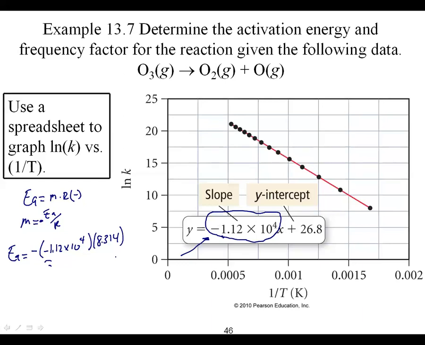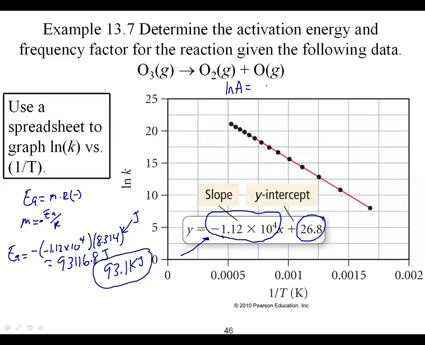Because of this guy, the units are joules. And if we want kilojoules, which is typically what activation energy is given in, something like 93.1 kilojoules. Again, here a positive number is what we would expect. In addition, we can typically find the frequency factor. And remember that from that equation, the natural log of A is equal to the y-intercept.